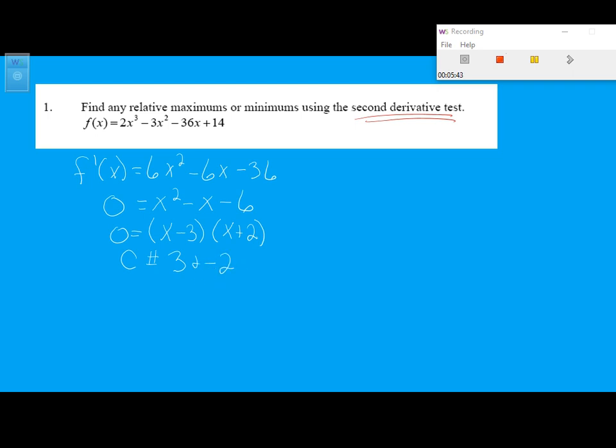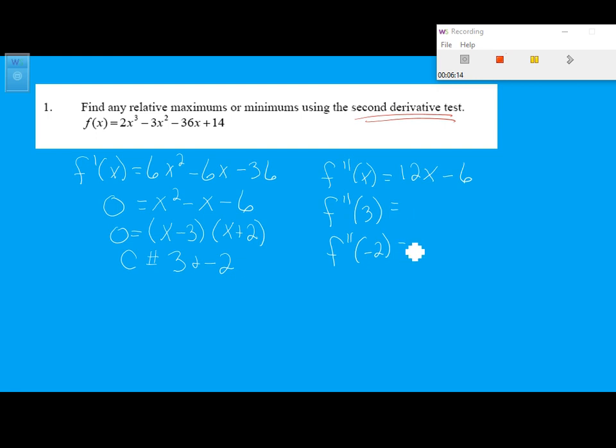Now, since we're using the second derivative test, we now find the second derivative. And to be truthful, you could use either one. I'm going to go ahead and use the first derivative. That derivative is 12x minus 6. I need to look at f double prime of 3 and f double prime of negative 2.